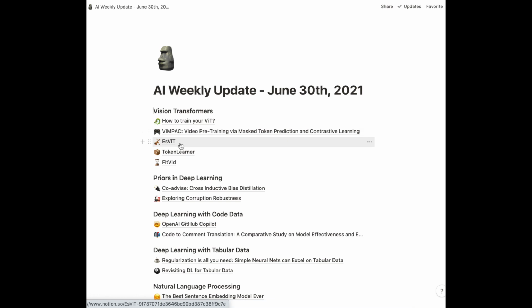And then we'll look at EsViT. Similar to VIMPAC, it's exploring a new self-supervised learning technique for training these vision transformers. So inspired by the DINO paper from Facebook AI, where they have this knowledge distillation strategy and they compress the representations, max pool them, or mean pool them, and then compare these representations. EsViT is going to use this patch level representation.